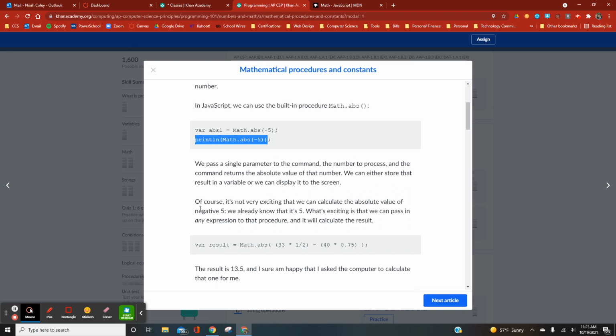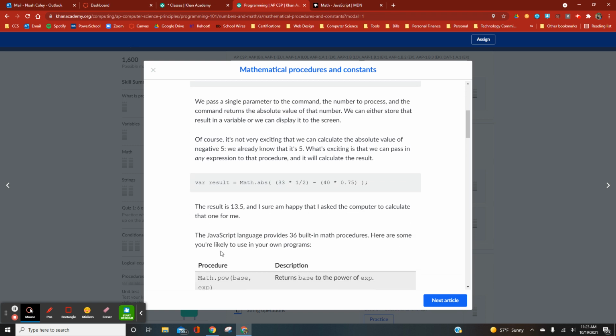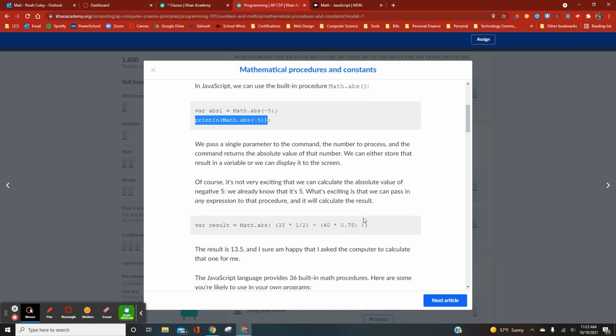Okay. Of course, it's not very exciting that we can calculate the absolute value of -5. We already know it's 5. I'm glad somebody knew it because I didn't really know what they were talking about. What's exciting is that we can pass in any expression to that procedure and it will calculate it itself.